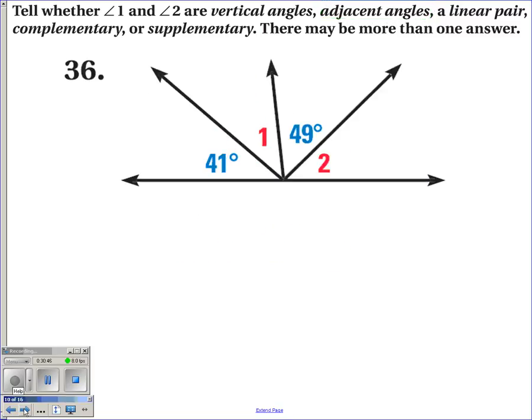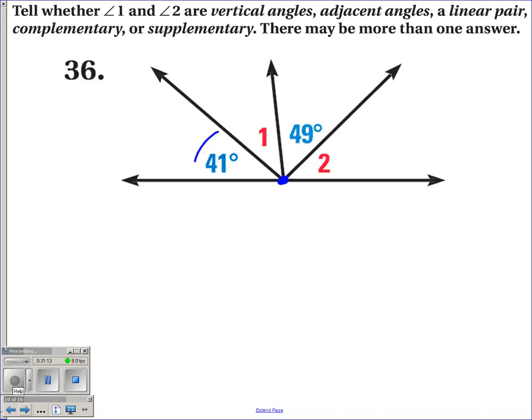Let's take a look at 36. Are angles 1 and 2 vertical angles? No. Are they adjacent angles? They do have a common vertex, but they don't have a common side, so they're not adjacent. Are they a linear pair? No, they don't add up to form a line. Are they complementary? Well, let's see what their sum is.